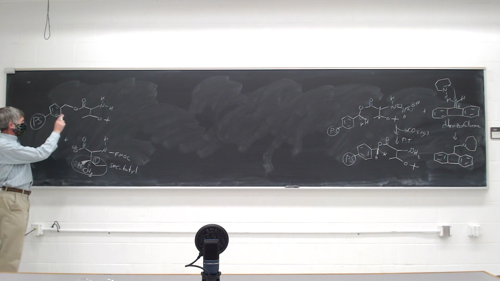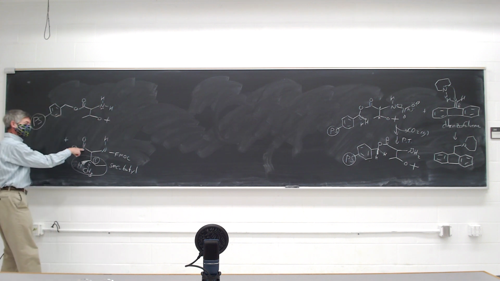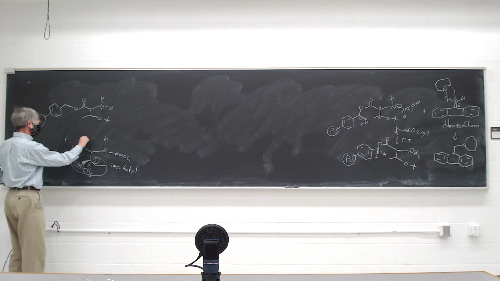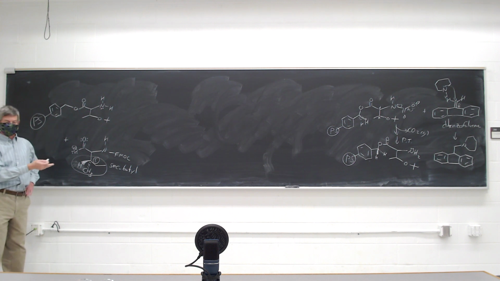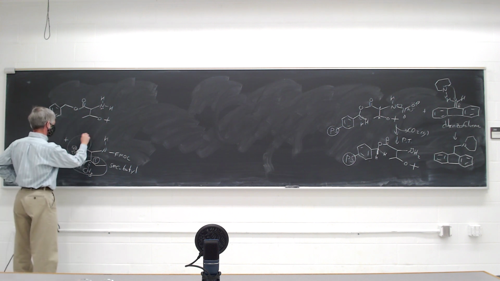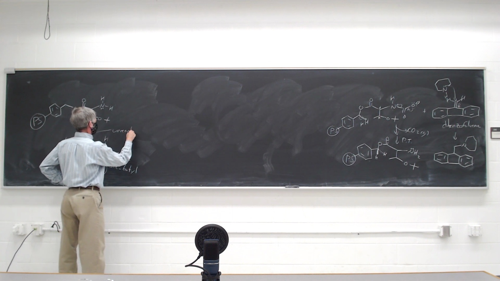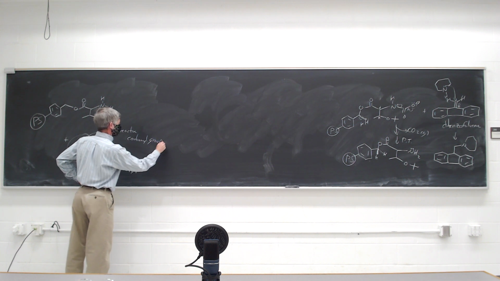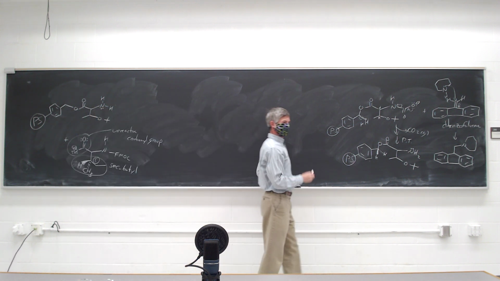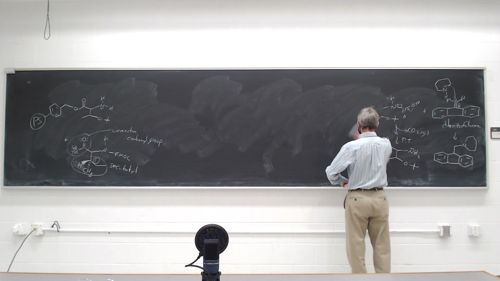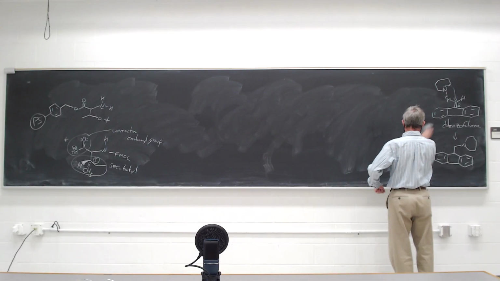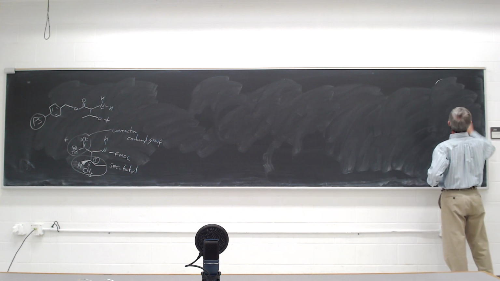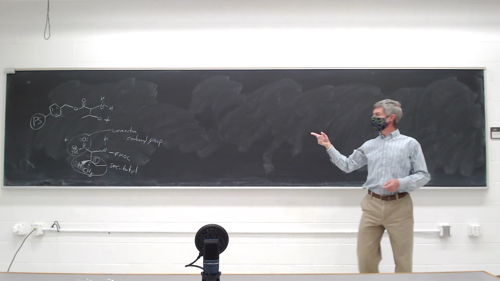So the question is, how are we going to get this nitrogen to attack that carbon? And we can't do it while this carboxylate is still negatively charged. This is an unreactive carbonyl group. So the question is, how do we activate a carboxylate and turn it into something that will react with a nucleophilic lone pair on the amine?